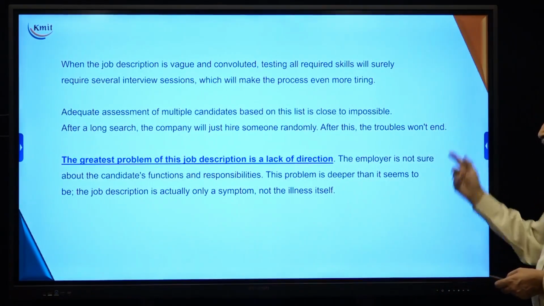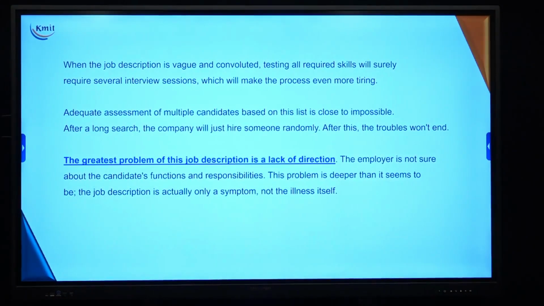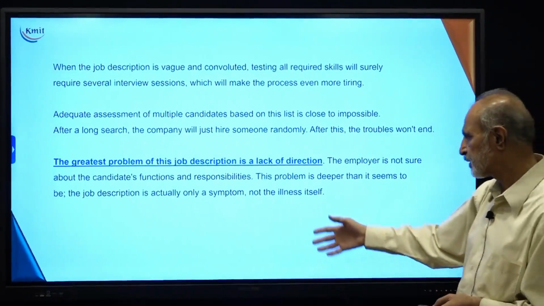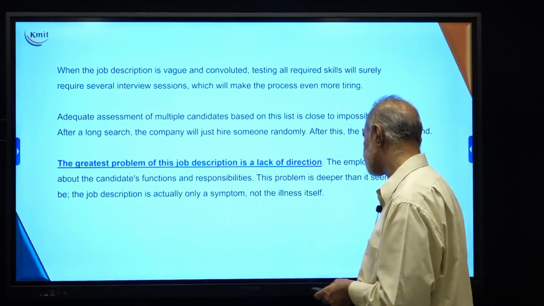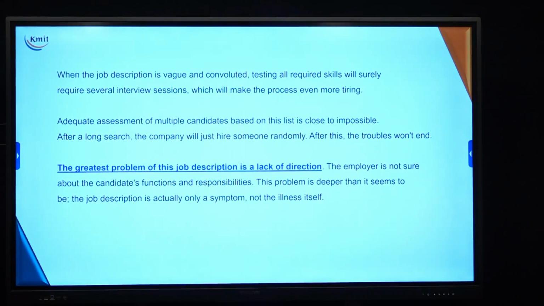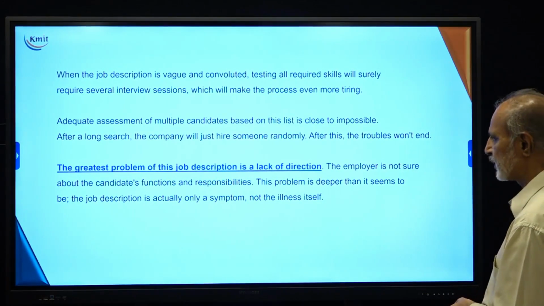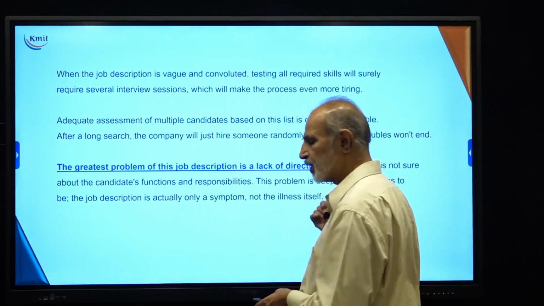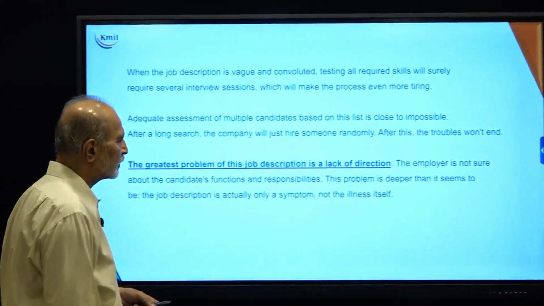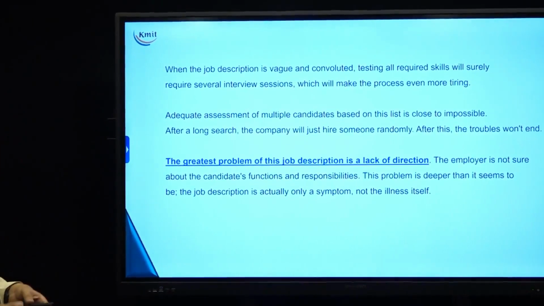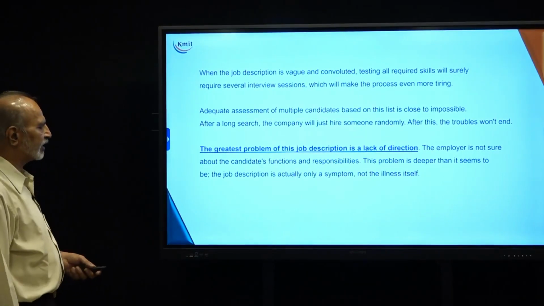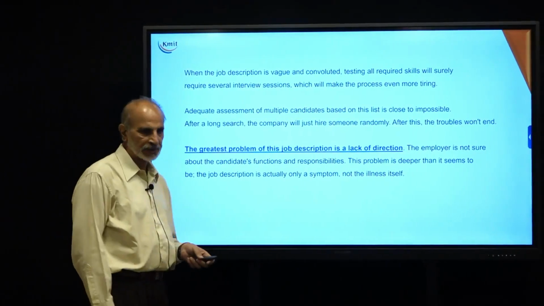After that, the trouble won't end here. The greatest problem of this job is lack of direction. So now I think the process is very clear, because we are not heading toward any particular direction. The employer is not sure about the candidate's functions and responsibilities. So this problem is deeper than it seems to be, and the job description is actually a symptom, not the illness itself. So you can see that in this session we are able to understand the requirements from the company, where a candidate will fit, and where the vague requirements are being projected by the company.